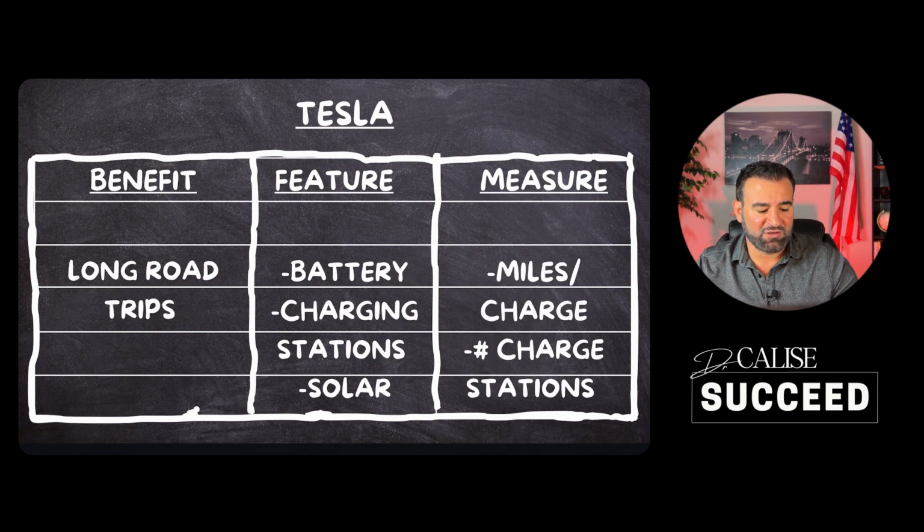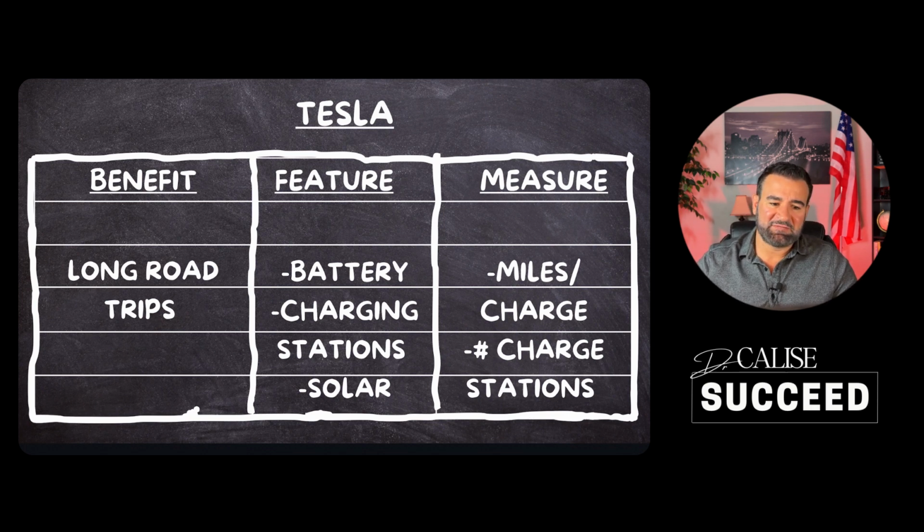Now let's get on the more technical side. Let's say you're Tesla. And let's say the benefit that Tesla, a segment that they're going after, needs is they need to be able to go on long road trips with their electric car. You know, that's one of the downsides of electric cars right now. They're great for local distances, but what do you do if you need to go on a road trip? So how do we solve that problem for this target?